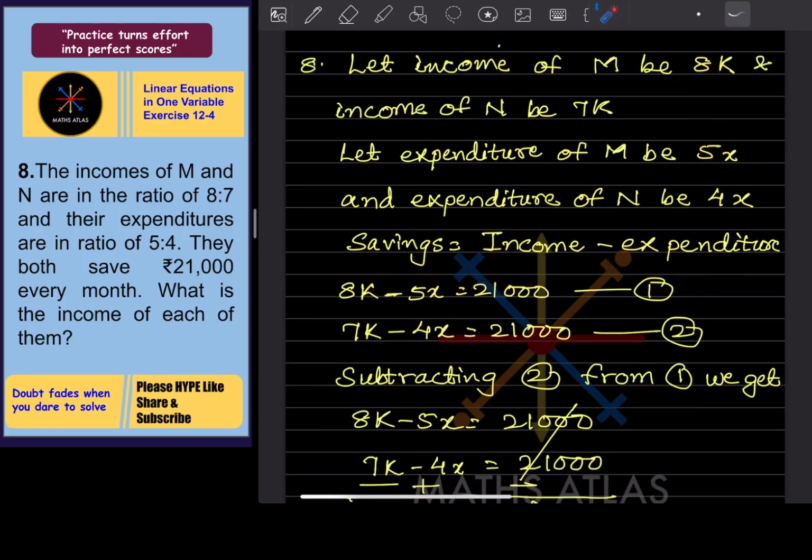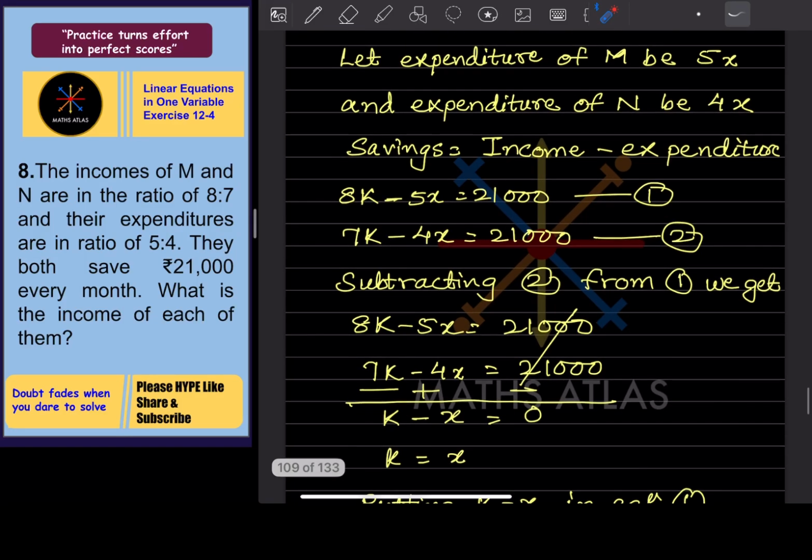And again for N, this is the income and this is the expenditure. So 7K minus 4x is 21,000. So this is equation number 2. So when we subtract equation 2 from equation 1, what do we get? Now we'll write both equations again. When we are subtracting, this is minus, here is plus, so this is minus, and this is plus, plus, so this is going to be minus. So this is going to be K, and this will be minus 5 plus 4, that will be minus x. So this will get cancelled out because 21,000 minus 21,000 will get cancelled out.